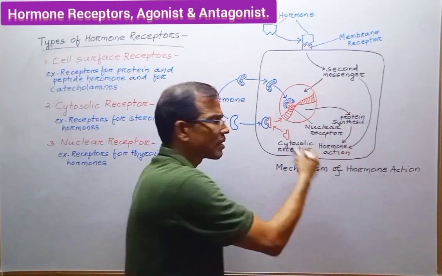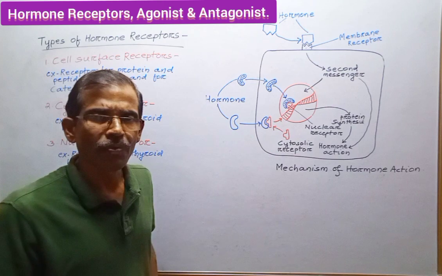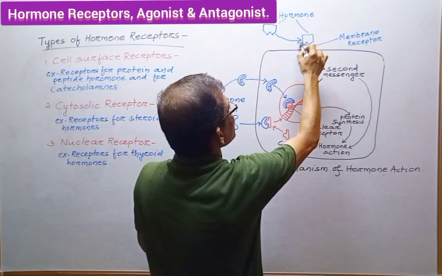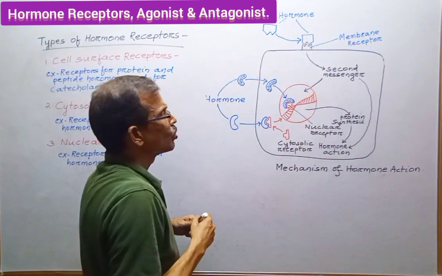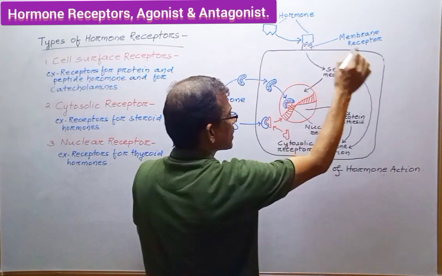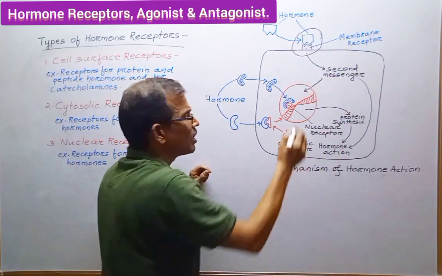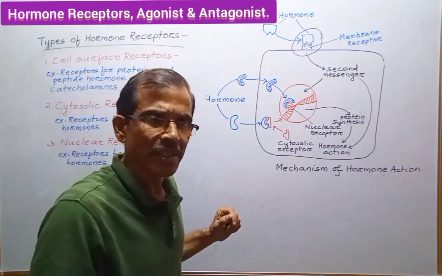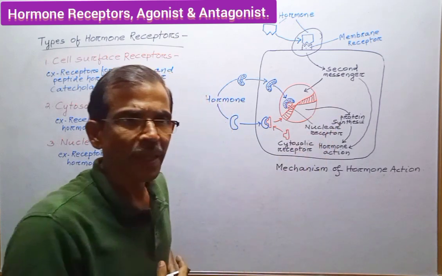This figure depicts different types of receptors and the mechanism of hormone action. One type of receptor is membrane receptor, which is located on the cell surface. So here the hormone binds with a specific cell surface receptor to form a hormone receptor complex, which then activates a second messenger that results in a series of changes in different activities inside the cell.